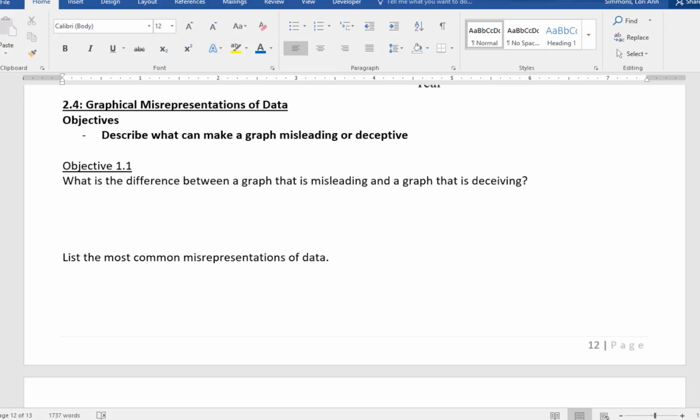2.4 Graphical Misrepresentations of Data. Objectives. Describe what can make a graph misleading or deceptive. So what is the difference between a graph that is misleading and a graph that is deceiving?